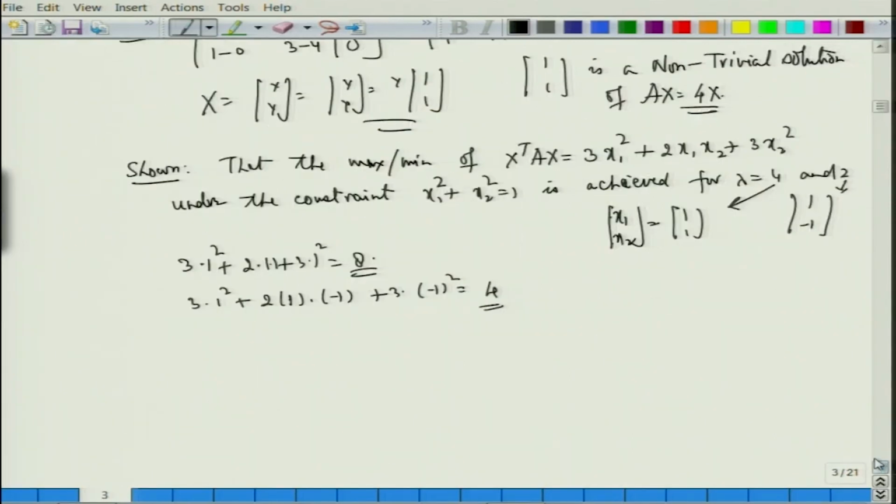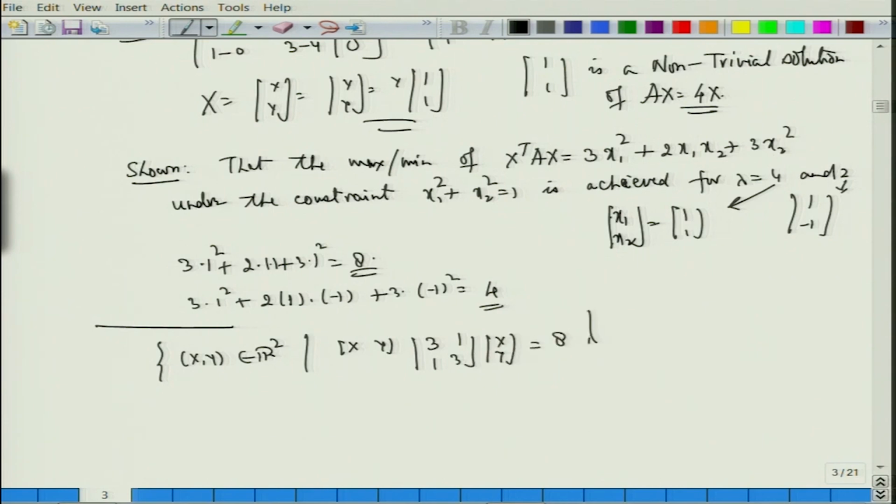Fine. Something more has also happened. I would like you to go for that part also, all right. So, as a small thing, I would just like to impress on that also. So, let us look at this thing. I want to look at, so consider all (x, y) belonging to R2 such that (x, y) into the matrix [3 1; 1 3] times (x, y) is equal to say 8. I want to solve this system. I want to see what this figure is.